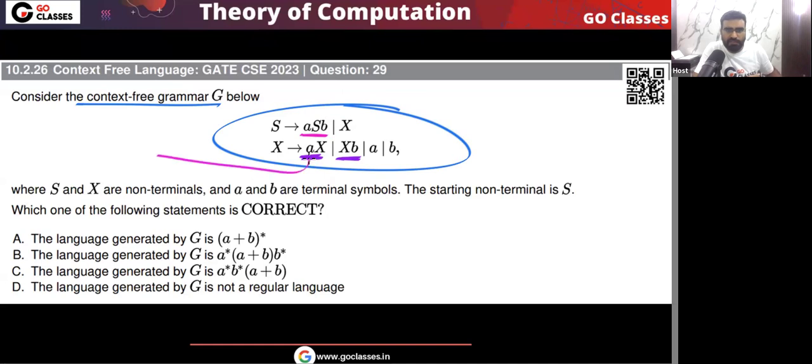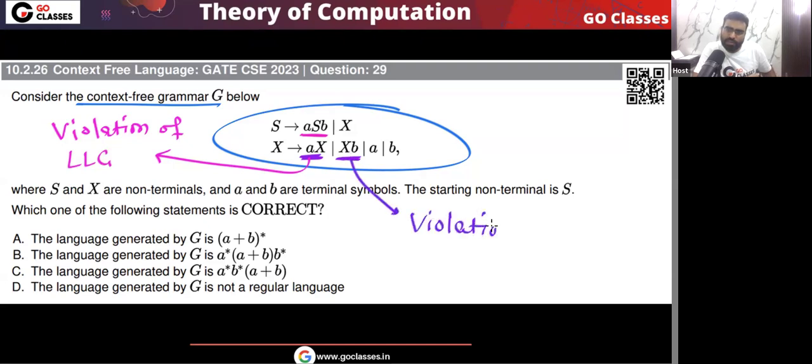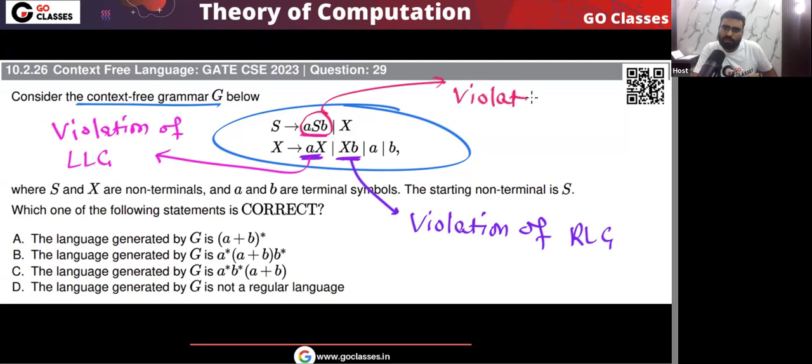You can easily see that this is a violation of left linear grammar, and this is a violation of right linear grammar. Also, you can see this is a violation of both left linear and right linear grammar. So because this grammar is not left linear and also not right linear, this grammar is not regular grammar.